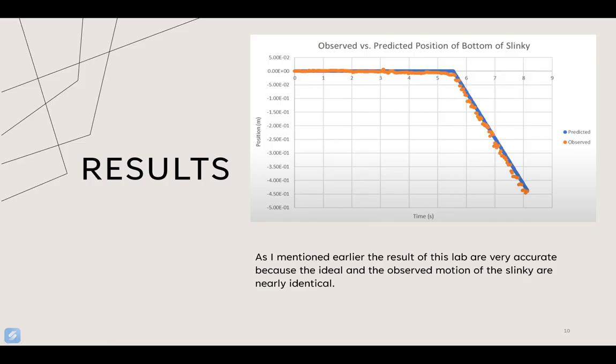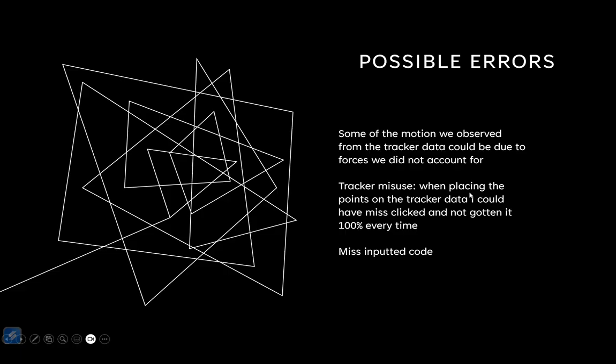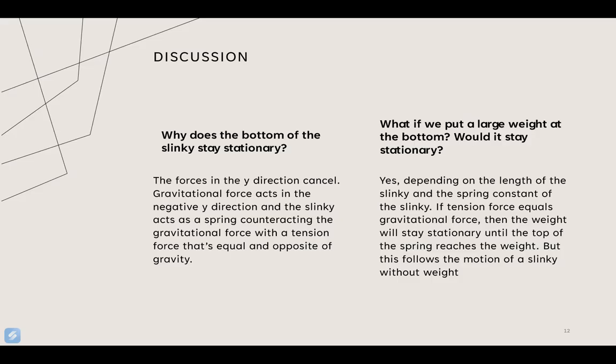As I said earlier, the result of the lab is very accurate because the ideal and the observed motion are nearly identical. Some possible errors: some of the motion we observed from the tracker data could be due to forces that we didn't account for, so the code didn't show that. There could be some tracker misuse when placing the points; we could have gotten it not 100% in the middle every time. And there could be code misinput; I could have missed something at one point.